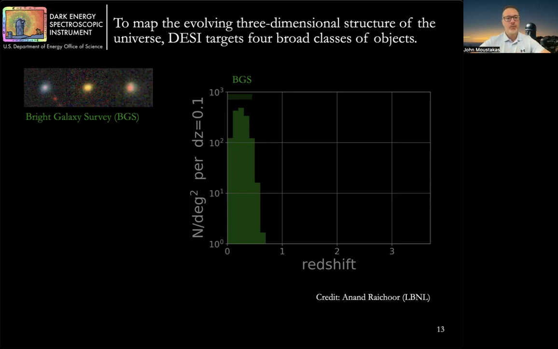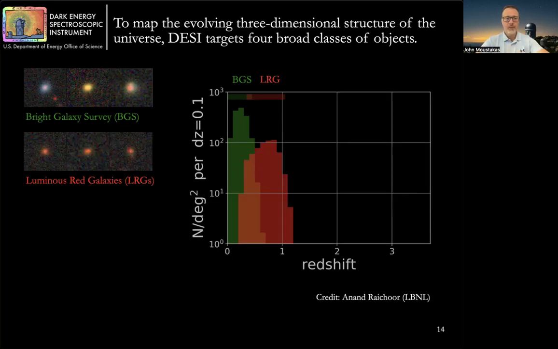And so we observe a few different types of targets, and they're nested in redshift. So at low redshift, we observe objects drawn from the Bright Galaxy Survey. So these tend to be brighter, larger angular size on the sky, and the median redshift of the BGS sample is about 0.3.